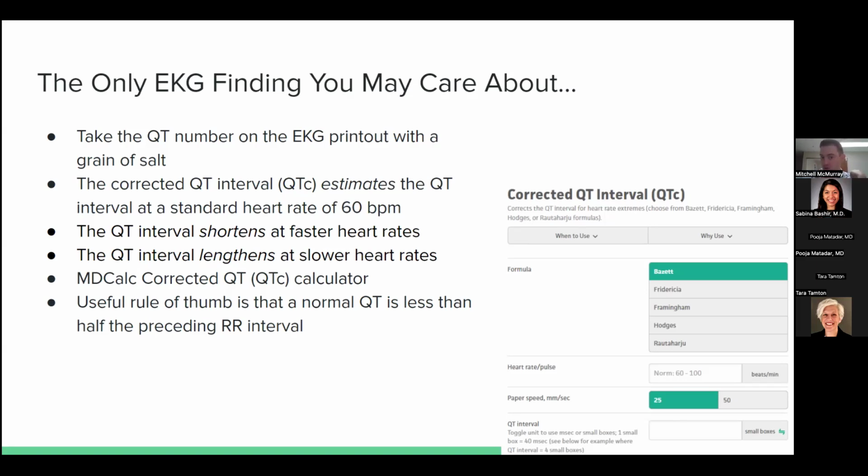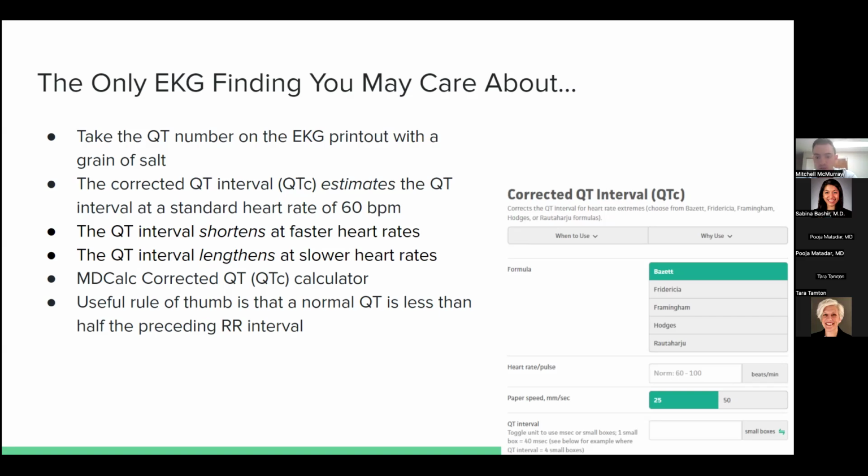Again, it's a computer that's calculating it. It may not get the perfect number. If I'm looking at a QT interval and the EKG printout is saying it's wide, but I don't really think it's wide, I tend to just calculate it myself, which is exactly what we would do in our cardiology rotation too.